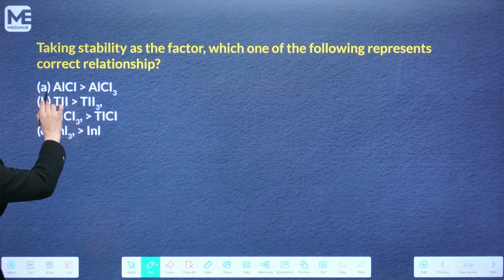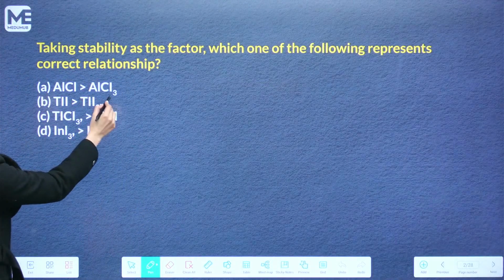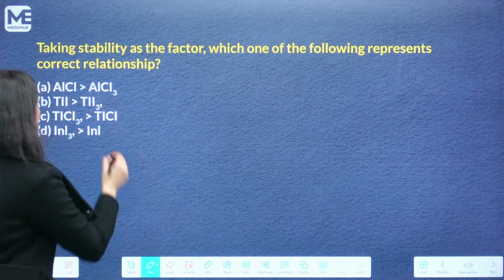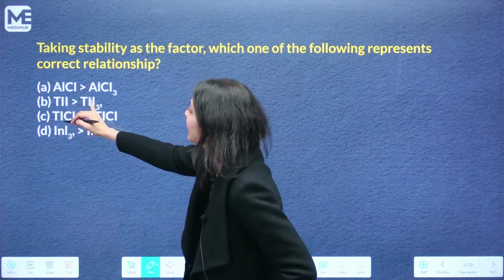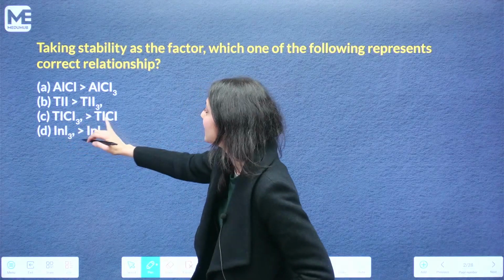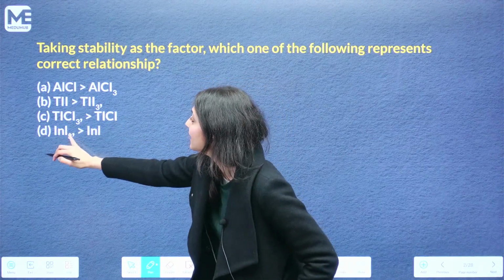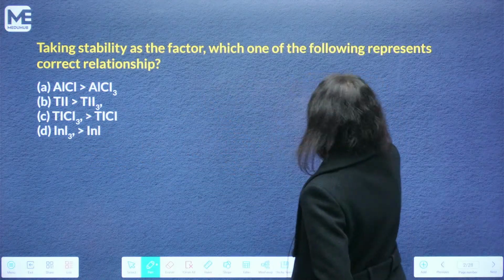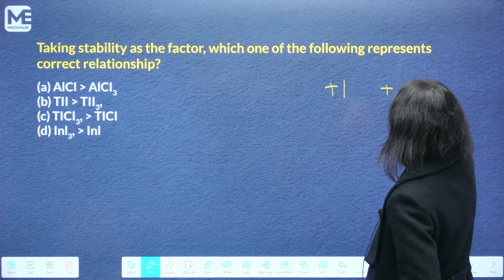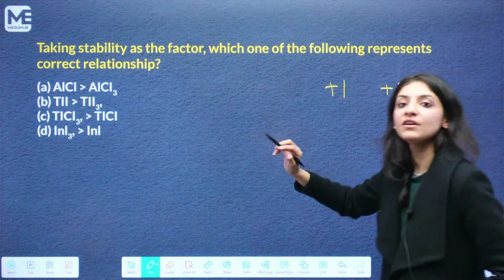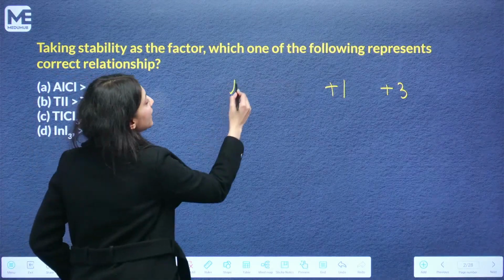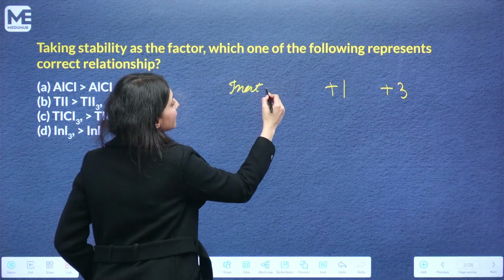You look at the first one, aluminium chloride, AlCl3, and this is AlCl. So you see the oxidation state. TlI3, TlI, TlCl3, TlCl, and indium I3, indium I. So what is happening here? We're talking about the oxidation state of +1 and +3 in all these. Now these are group 13 compounds, right? So what have we spoken about? The inert pair effect comes into play here.